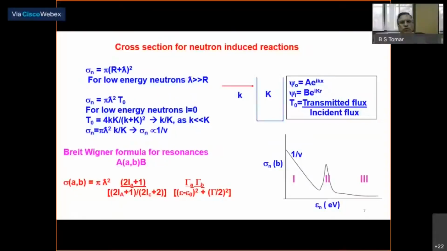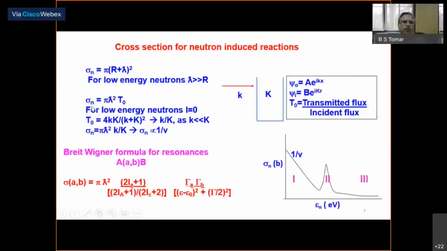Now, the cross section for the neutron-induced reactions I will try to explain a little bit briefly. As I discussed in the last lecture, sigma_n for neutron-induced reaction is pi times (R plus lambda-bar) squared, where R is the radius of the target nucleus. You can neglect the neutron radius, and the reduced wavelength of the neutron. For low energy neutrons, the wavelength of the neutron is very high compared to the radius of the target nucleus, and therefore we can neglect this capital R compared to lambda-bar.